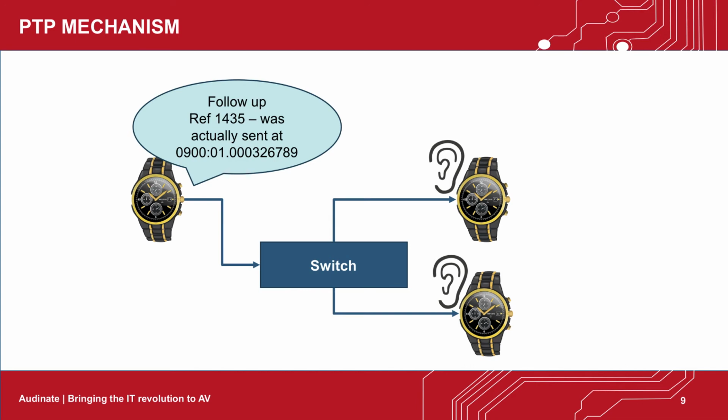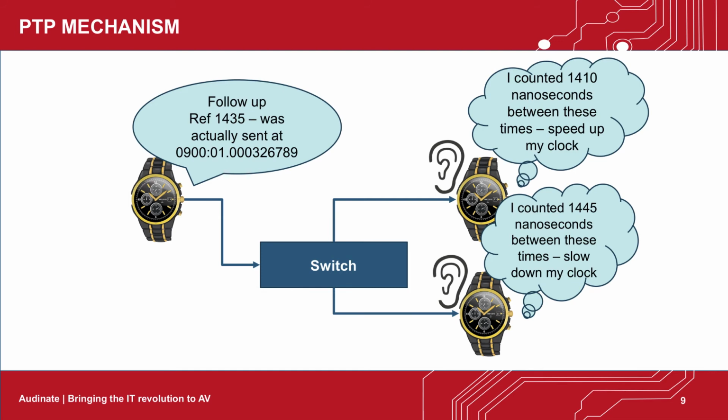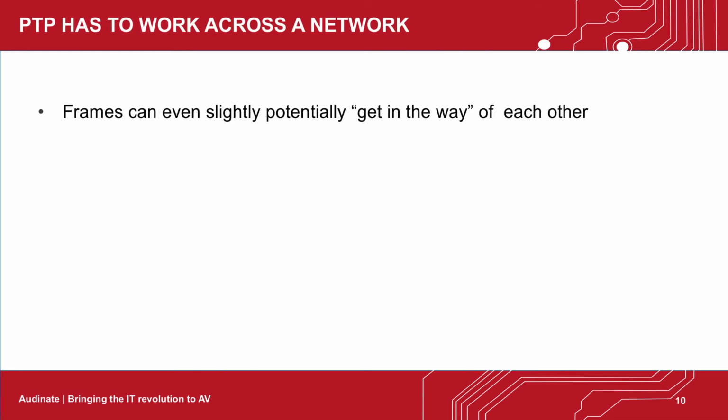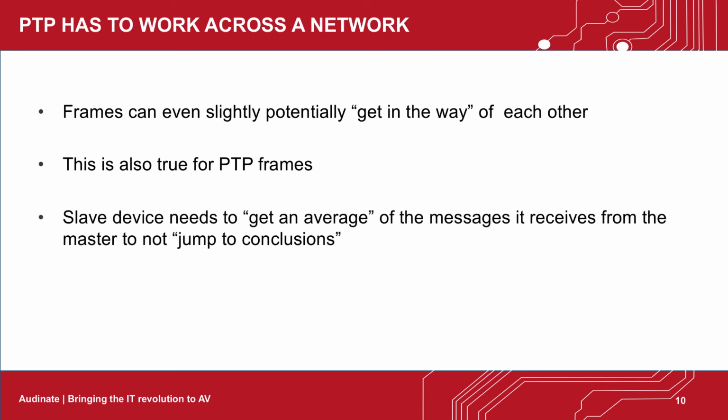The master clock sends a sync follow-up message. This message says, I actually sent that message on Monday the 8th, 2017, and it gives the time. The receiving clock can then compare the time it received the sync message against the actual time from the follow-up message to determine if it's running faster or slower than the master. We saw how frames can even slightly potentially get in the way of each other. This is also true for PTP frames. In reality, the slave device needs to get an average of the messages it receives from the master to not jump to conclusions. PTP also considers how to be robust in a network.